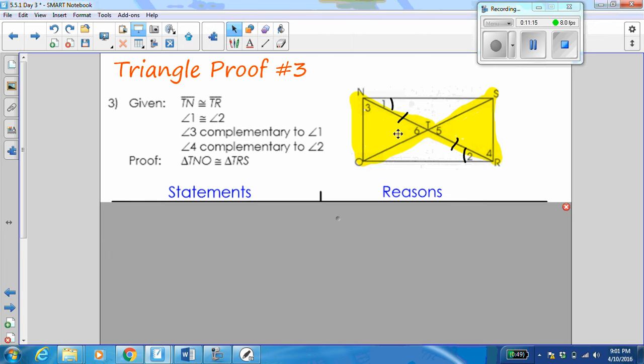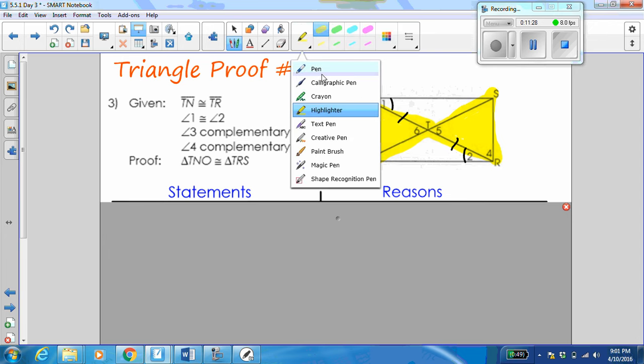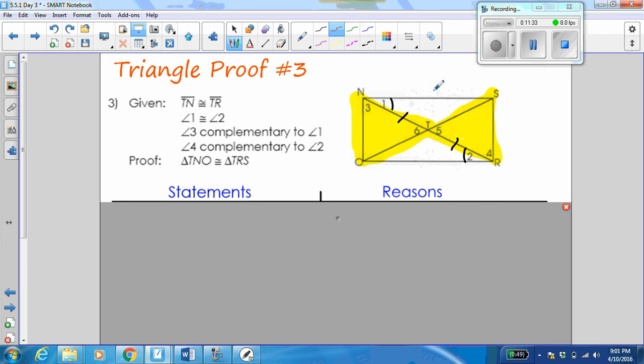So if we take a look here, the only two pieces I know are congruent from my given of those two triangles is line segment TN is congruent to line segment TR. So we're going to have to take a look at this diagram and figure out what I need more. I need another angle, I need another side, or I need two sets of angles, or two more sets of sides. Well, right away we should be seeing, hey, angle 6 and angle 5 are opposite each other. That means that they're vertical angles, and that means that they're congruent.